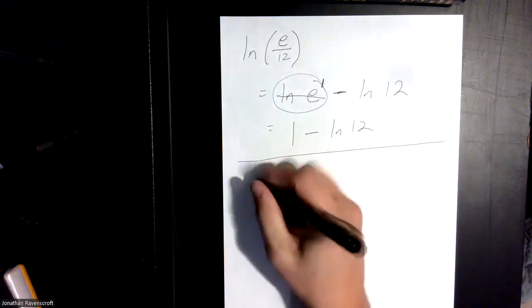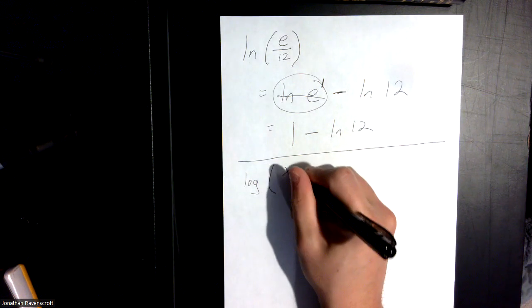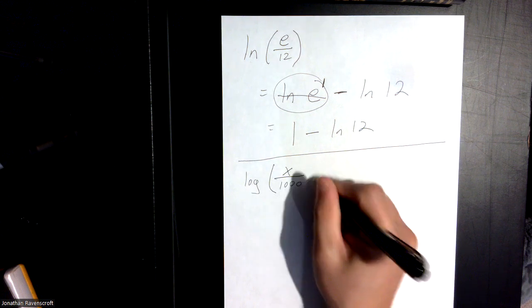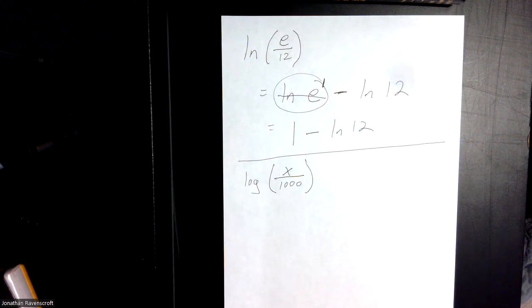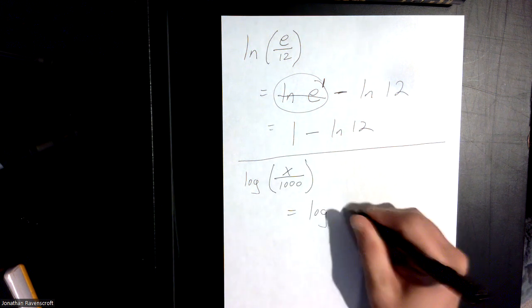Let's do an example with common log. Log of x over 1,000. Now, just like the other examples, this is division. We'll write this as subtraction.